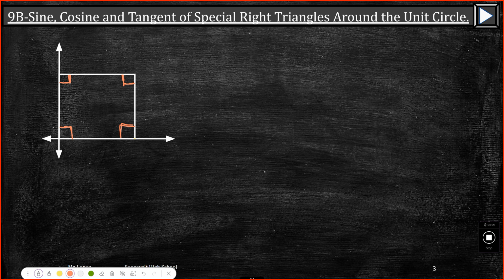Another thing I'm going to tell you. Okay, tell me what else is special about a square? Anybody? What is special about a square? Something else? All the sides are equal length. They're the same length, or they're equal. If this is x, that's x, that's x, that's x. If this is 1, that's 1, that's 1, that's 1.